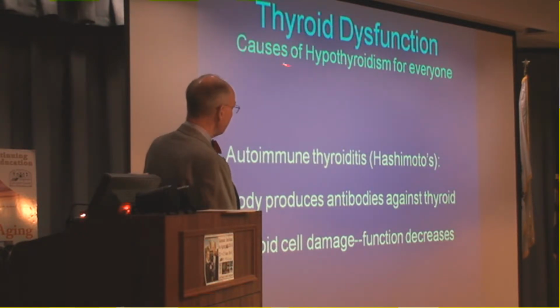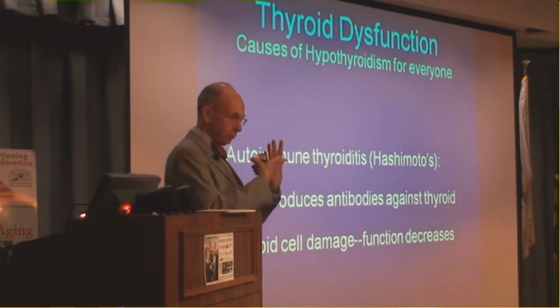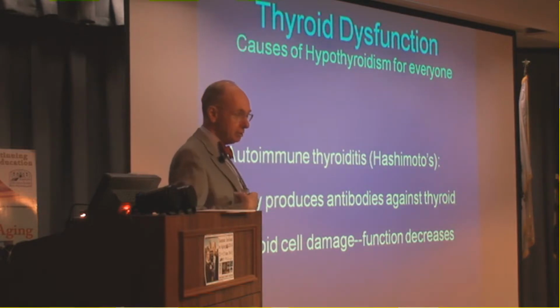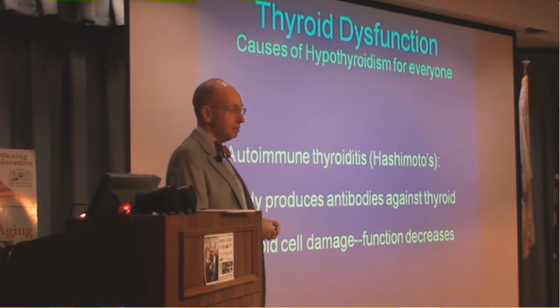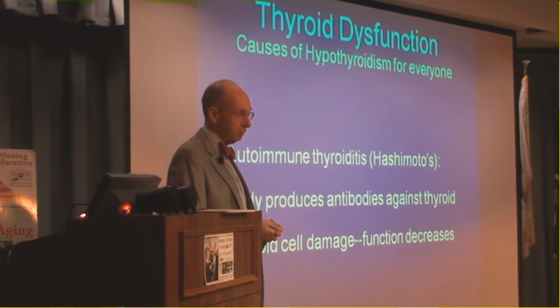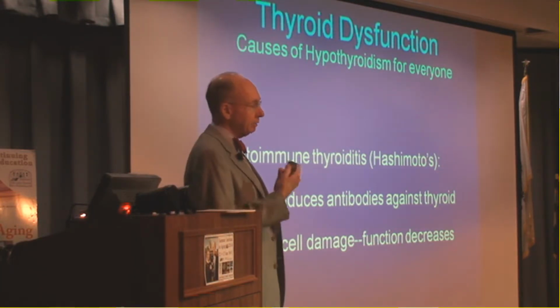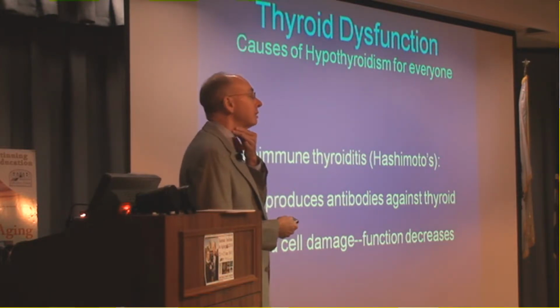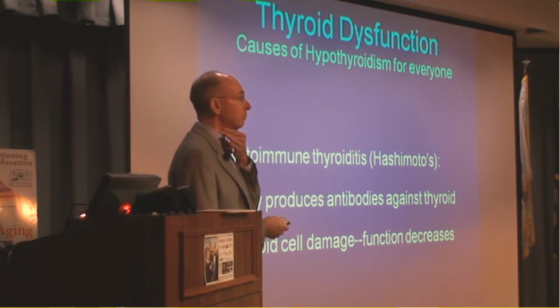So causes of hypothyroidism for all people: Hashimoto's, autoimmune thyroiditis, kind of like rheumatoid arthritis for your joints, kind of like lupus for your kidneys. It's an autoimmune disease. Sometimes diabetes, type 1. And you make antibodies against certain things. In this situation, you make antibodies against your thyroid gland, and it burns out your thyroid.